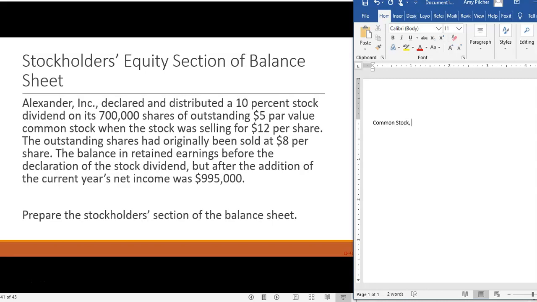After a 10% stock dividend, we're going to have 770,000 shares outstanding. So 10% of 700,000 is 70,000, which gives us our 770,000 shares. We would keep that at $5 par, giving us a total in our common stock account of $3,850,000. We have additional paid-in capital on our common stock.